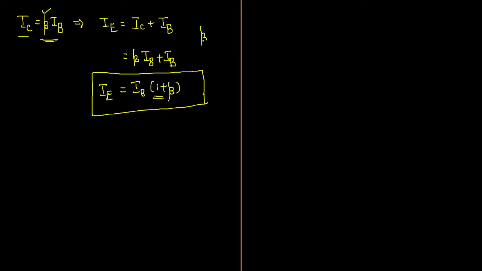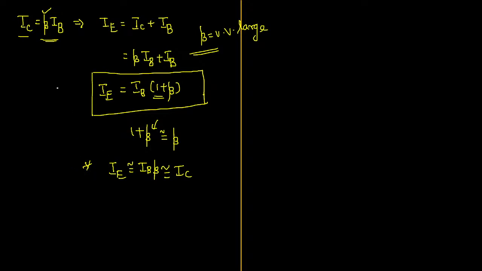You know this value of beta is very, very large. Since the beta value is very large, 1 plus beta is approximately equal to beta only. Yes or no? So I can ignore the effect of 1. If we ignore the effect of 1, then this value is approximately IB times beta only. So IC is also beta times IB, and IE is also beta times IB. That's why we approximately say IC and IE are equal. I hope the majority of you know this relation.